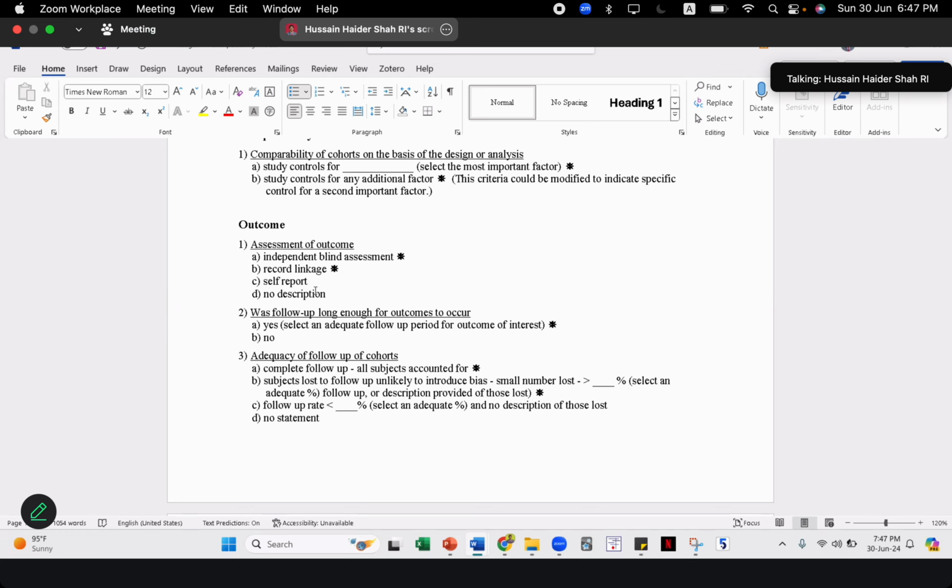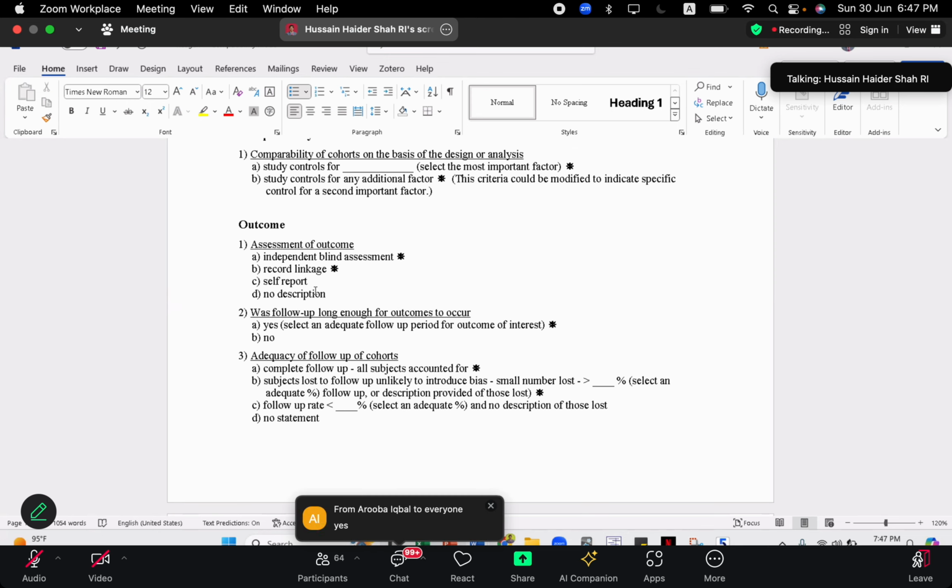Now, if the follow-up time was significant, maybe 1 year or 5 years, that is a sufficient follow-up time for the study. So if the follow-up time was long enough, we give it a star. If it wasn't, we don't give it a star. Do you understand it? This was a very easy question. Do you guys understand it? You have to comment in the chat.